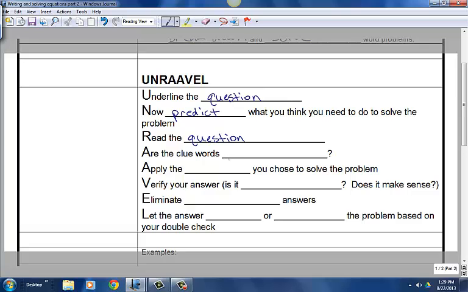The first A is, are the clue words circled? I do this when I'm reading the question. The second A is, apply the steps that you chose to solve the problem. Verify your answer. Is it reasonable? This just means to ask yourself, does your answer make any sense based on the context of the problem? E is eliminate wrong answers. And lastly, let the answer stand or rework the problem based on your double checking. Remember, we always double check our work in algebra.